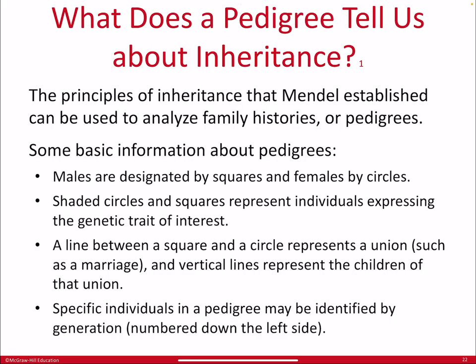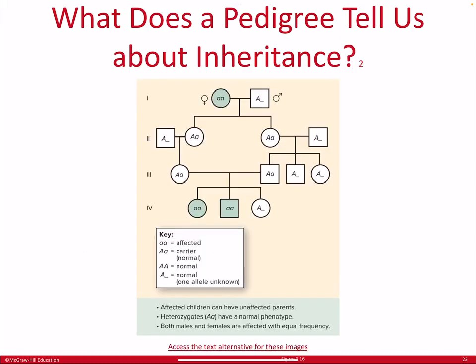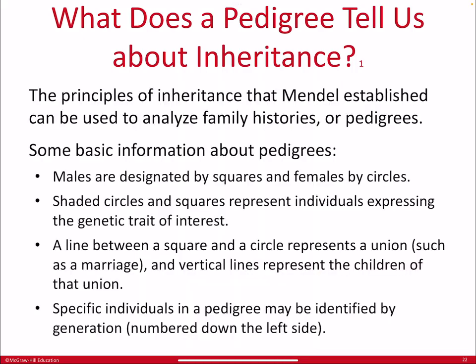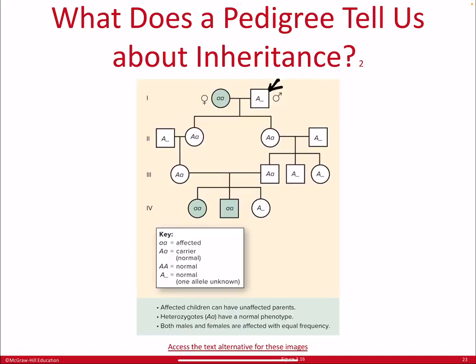Well, the principles of inheritance gives us some way to look at pedigrees too. And in pedigrees, males are squares, so this would be a male. Females are circles. Anything that's shaded represents individuals expressing the genetic trait. And then you have lines connecting people. So here what we have is an affected female married an unaffected male.